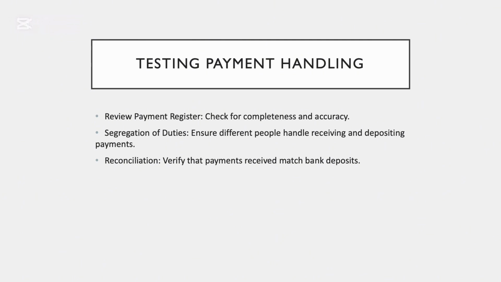Now, let's look at payment handling. This involves ensuring that cash, checks, and direct deposits are processed correctly. We'll check if there's a register for recording payments received and if a different person handles the banking. We'll also verify that the accounting department reconciles the payment register with the bank deposits.